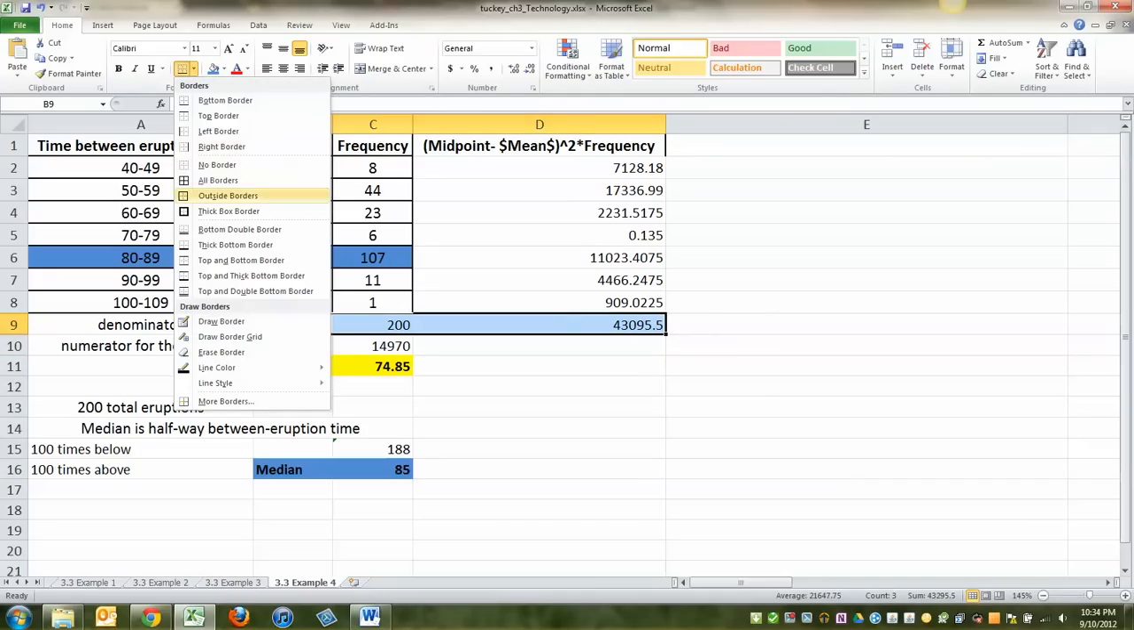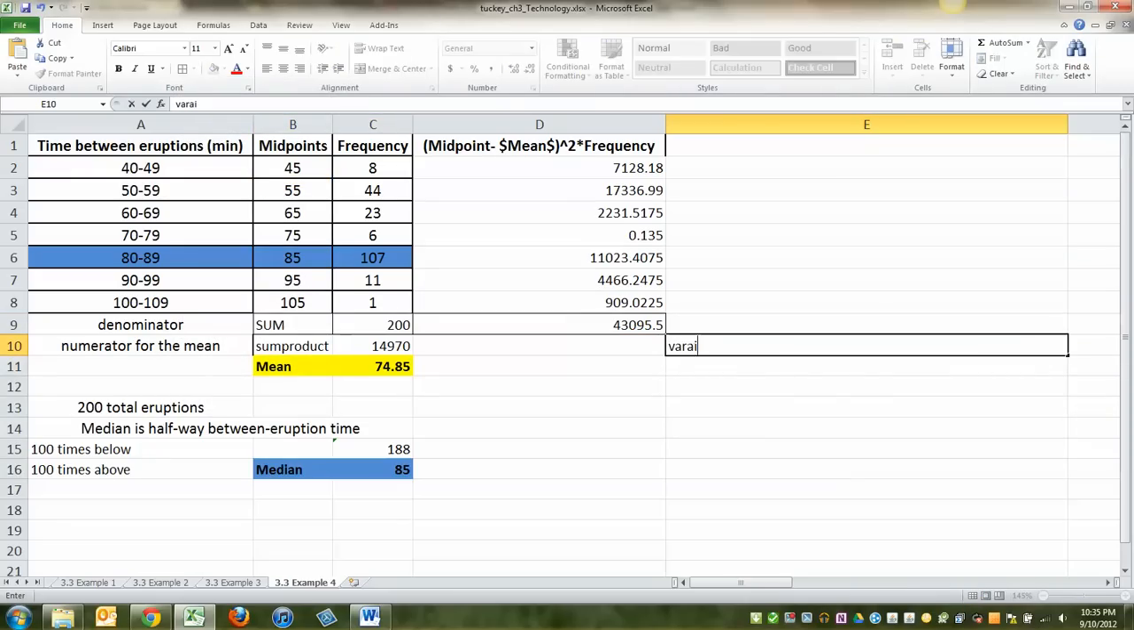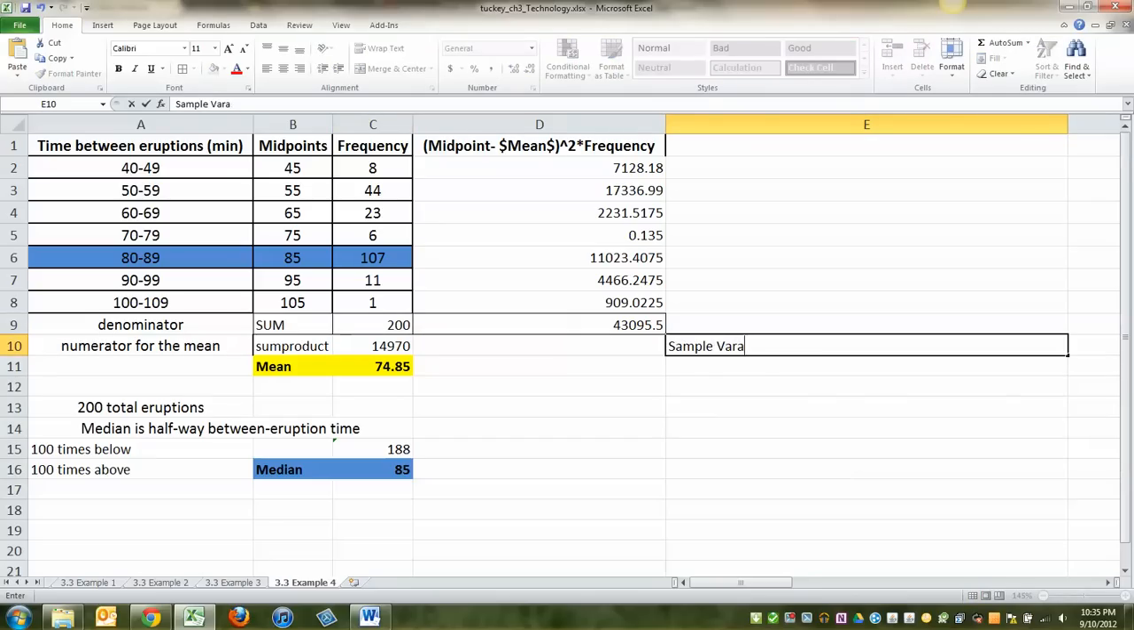Okay. I don't need sum product. I just need the sum. Boom. All right. So now what's the variance? The variance, if you recall, oh, by the way, just on the side note, this is a sample, right? I mean, this isn't all the times. Old Faithful has not erupted only 200 times, and that's it, right? So I need the sample variance.